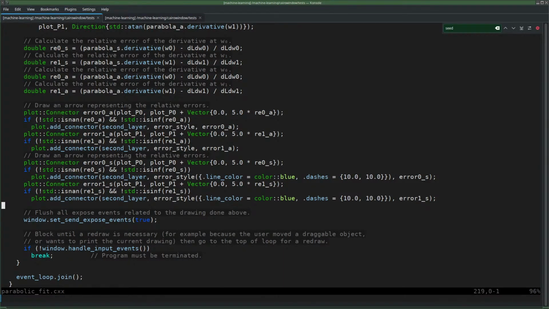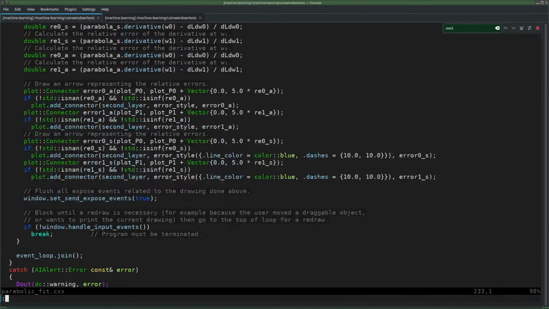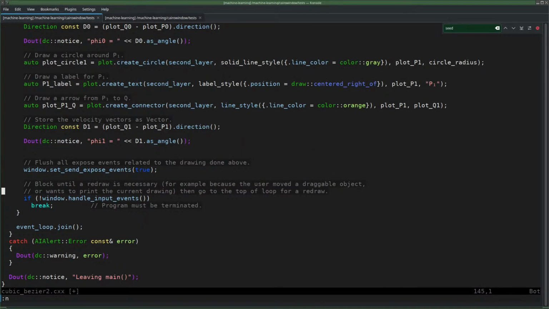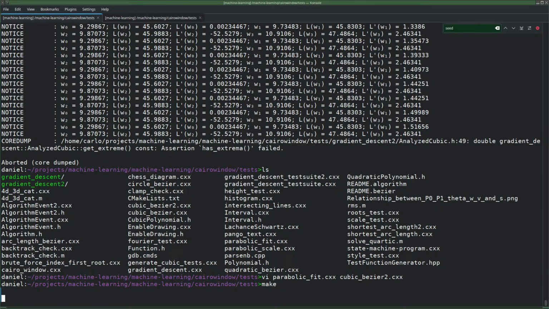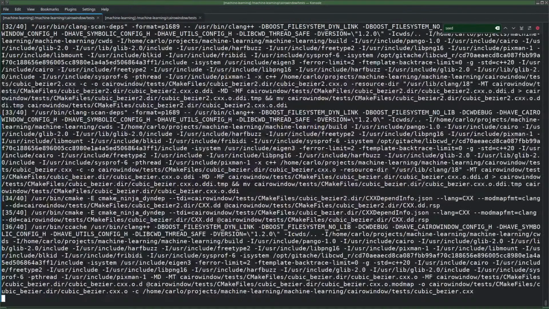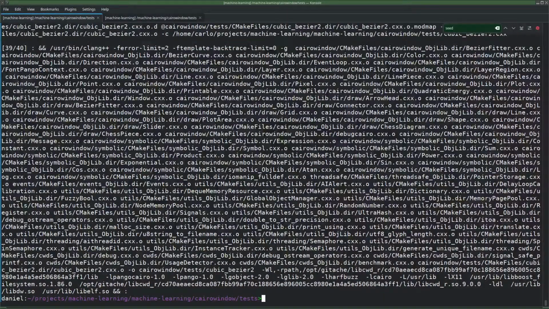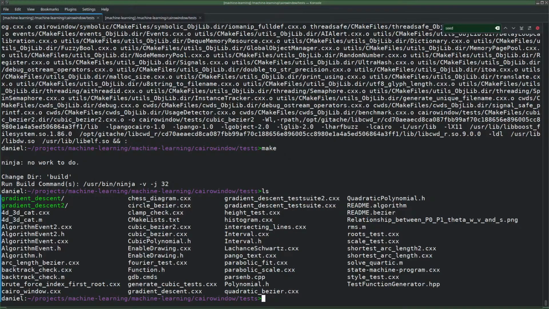Okay, so then after doing stuff, it does flush all expose events, and then the not handle inputs break, event loop join. Flush, break, event loop join, catch. Okay, the rest is already there. I'm not sure what it was now. Let's test this out. It even compiles. Amazing. I think I should already get 2 circles now though.